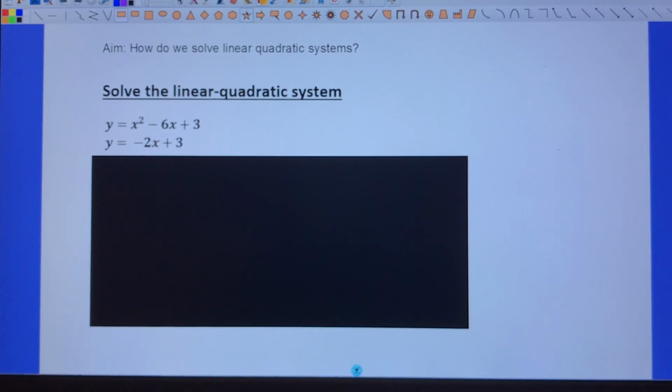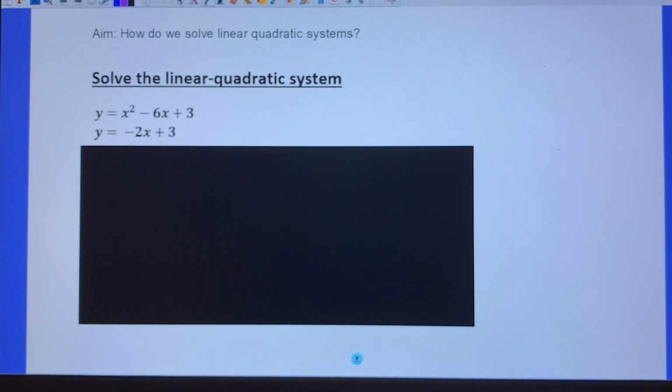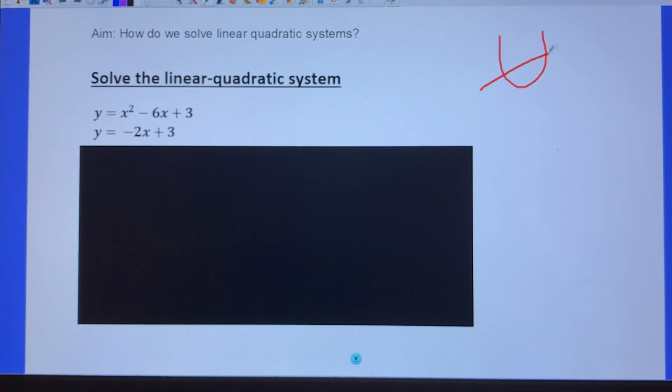Okay, today's lesson will be how do we solve a linear quadratic system. If you know these words, linear means straight, quadratic is a U, so you're going to have a situation where a U and a straight line cross each other, and you want to find out where these intersection points are, doing it algebraically.